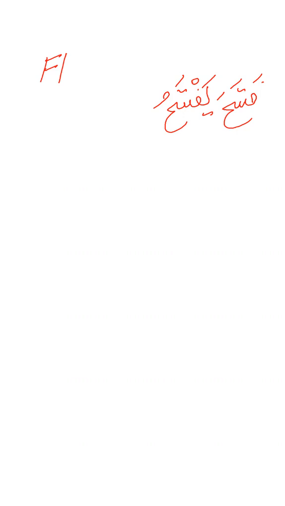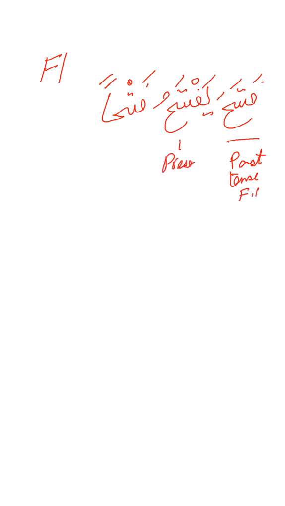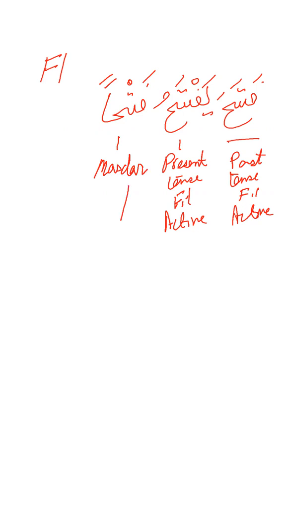Okay, so we looked into the dictionary, and the masdar that came was fathan. So these words, the past tense fail, the present tense fail, active, and the masdar, you have to learn. This is an ism.